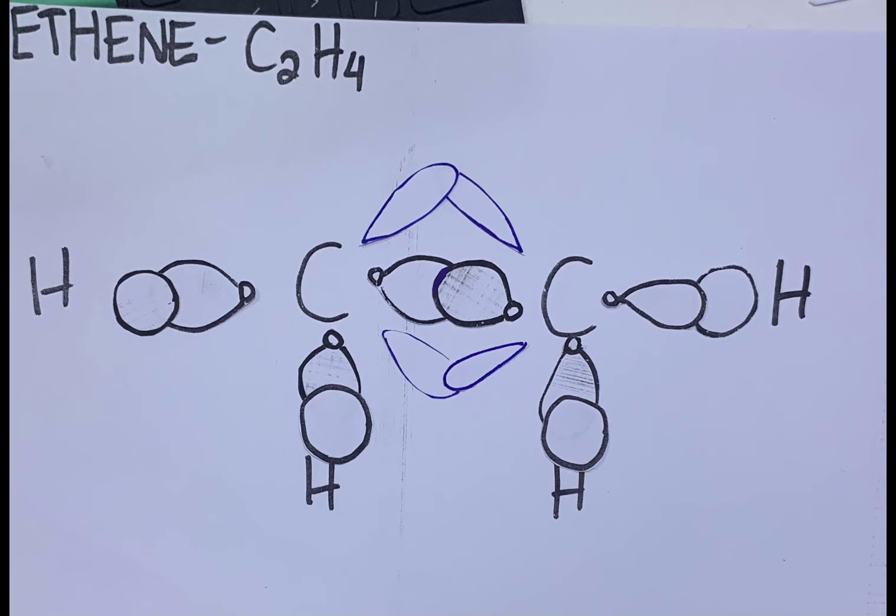The s orbital of hydrogen bonds with the sp2 orbitals of carbon. Since it is directly overlapping, it is called sigma bonds. However, the carbon-to-carbon bond with p orbitals will hybridize. Since it is a sideways overlap, it forms pi bonds.